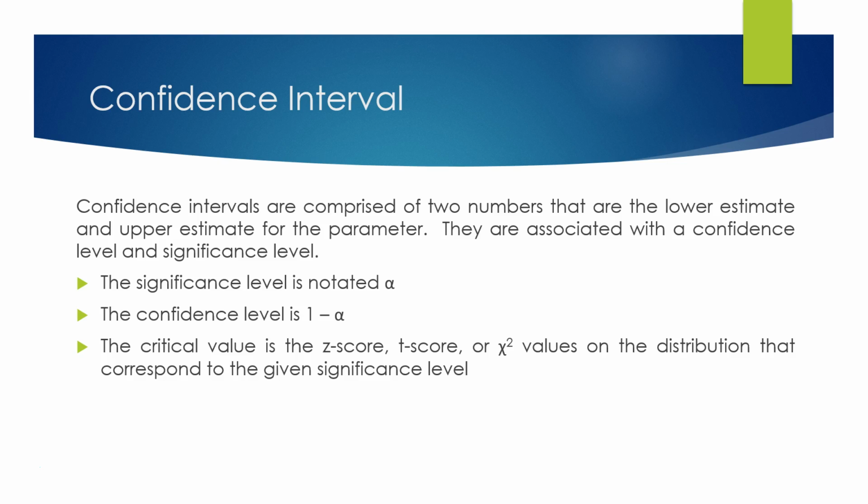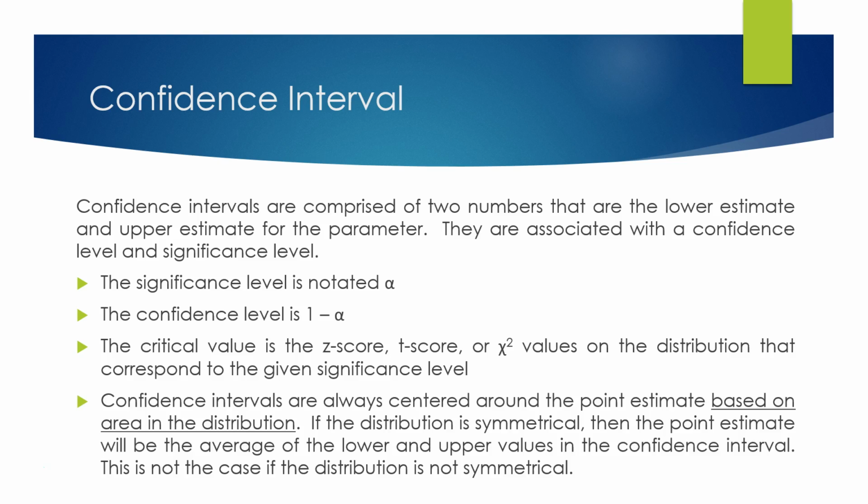Lastly, our 3rd new concept here is a critical value, but it's actually something that we've done before, which is kind of nice. A critical value is the z-score, t-score, or chi-score values on the distribution that correspond to the given significance level. I am pretty positive that right now this statement doesn't have any meaning to you yet, but we're going to bring all this together. But these are our 3 pieces that we really need to bring with us when it comes to confidence intervals.